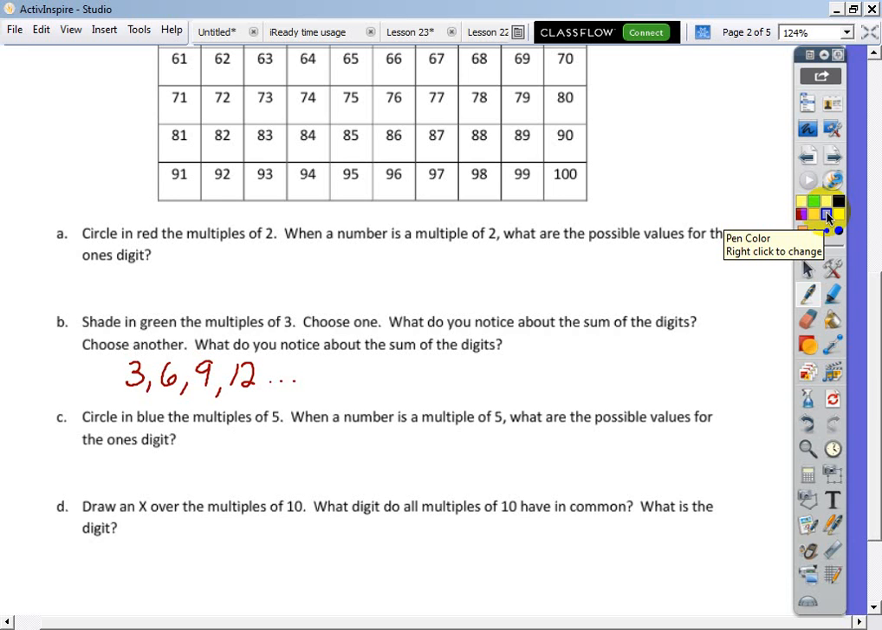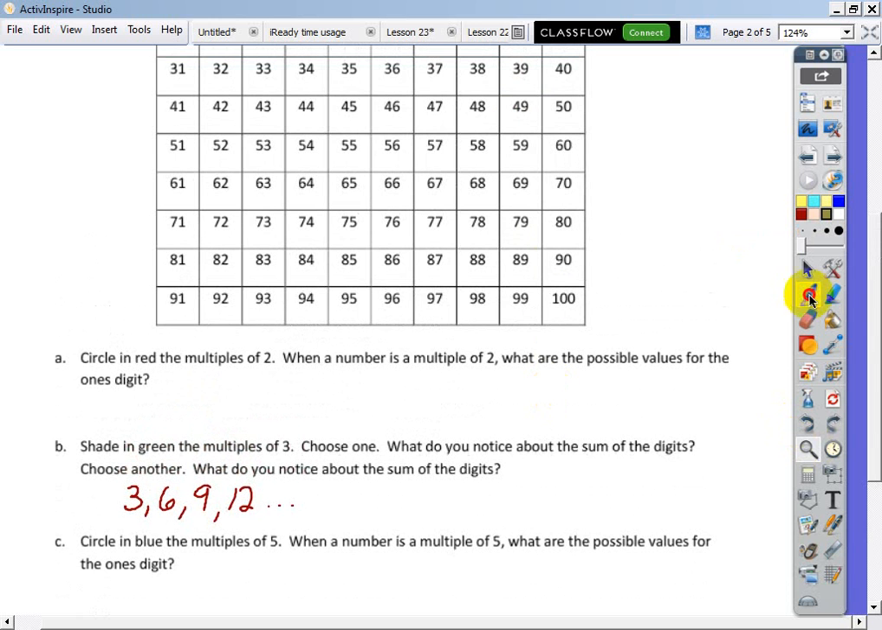Definitely up here someplace. 60 would be. Where's 60? I don't have 60. What's another one? 66 would be one. And just shade it lightly, don't shade it in so dark that you can't see the number. Just nice and light, so you can still see the number. Just a little green in there. All the multiples of 3 in green.